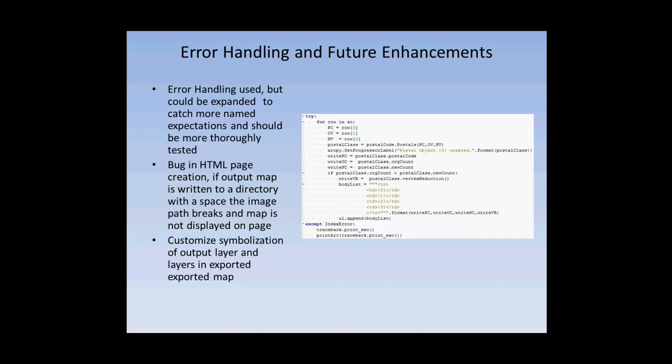Another feature enhancement I'd like to do is customize the symbology of the output layers and the exported map to give the user a better idea of what they're looking at.